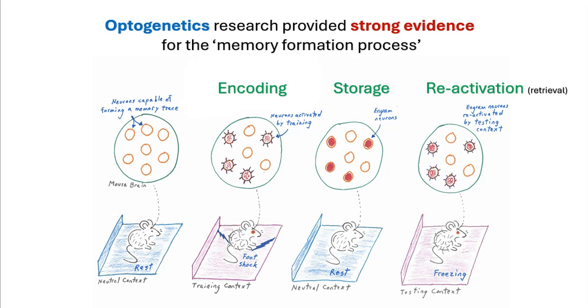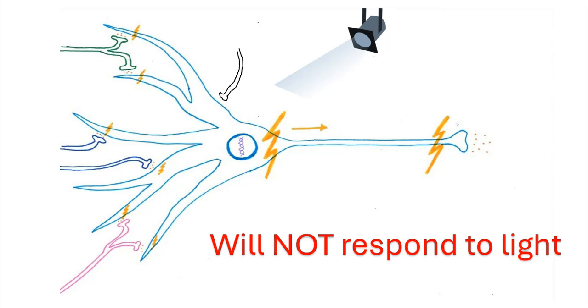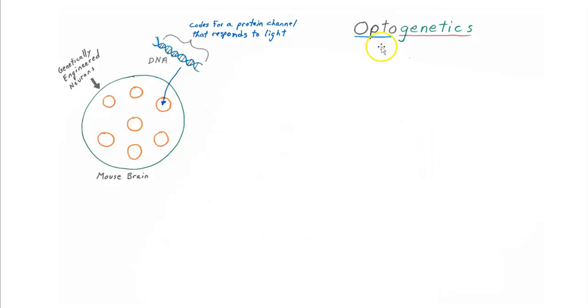In this lesson, then, we'll see how it is that optogenetics provides strong evidence for this story, for the memory formation process. First, let's remind ourselves that the way neurons operate is that they activate each other at the locations of these synapses. Neurons do not respond to light. But the technique of optogenetics seeks to change that.